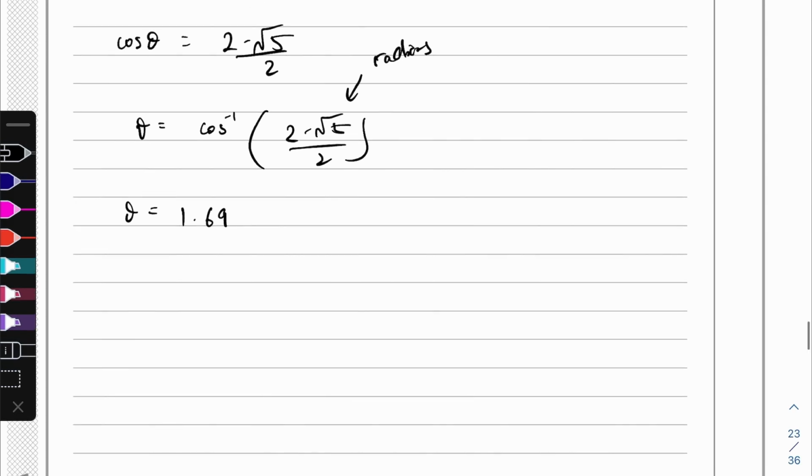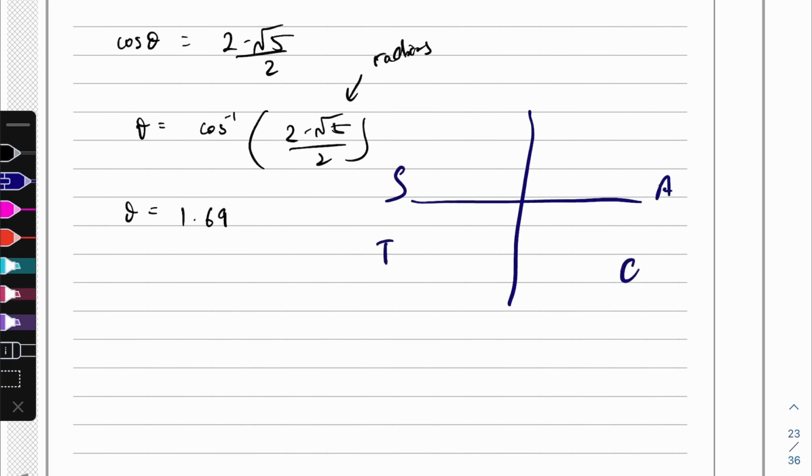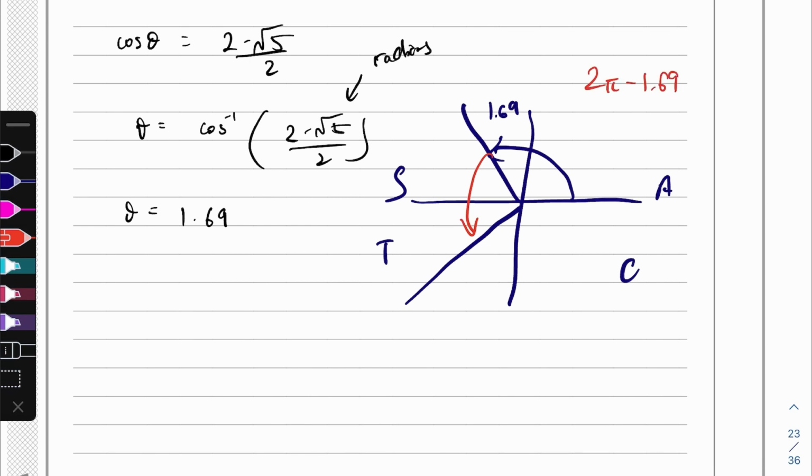So now let's draw this CAST diagram again, or if you remember the table. 1.69 is where? 1.69 is over here. This is because pi over 2 is around 1.57. So our corresponding value will be here, and the way we can get this is 2 pi minus 1.69, which is 4.59. So this is our final answer.